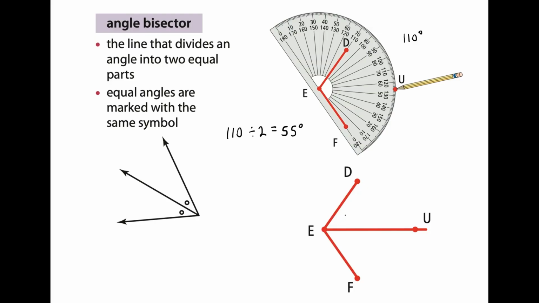Now, if I've done it correctly, both sides should be 55 degrees. And if I add these two angles together, I get the 110 again. So the angle bisector will bisect or split the angle into exactly equal halves that have the same angle.